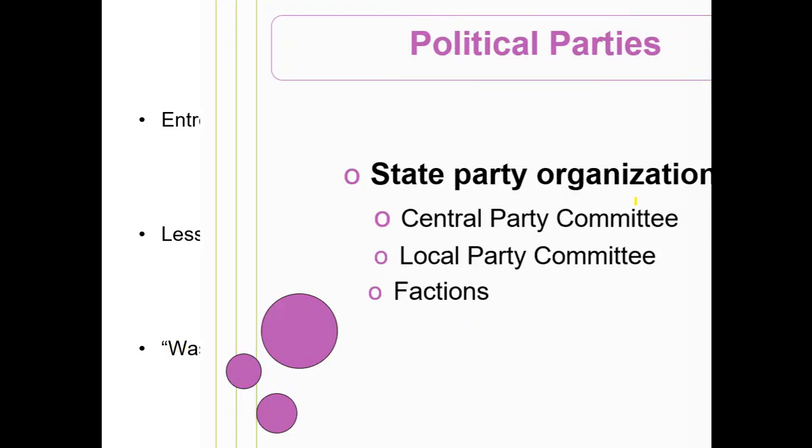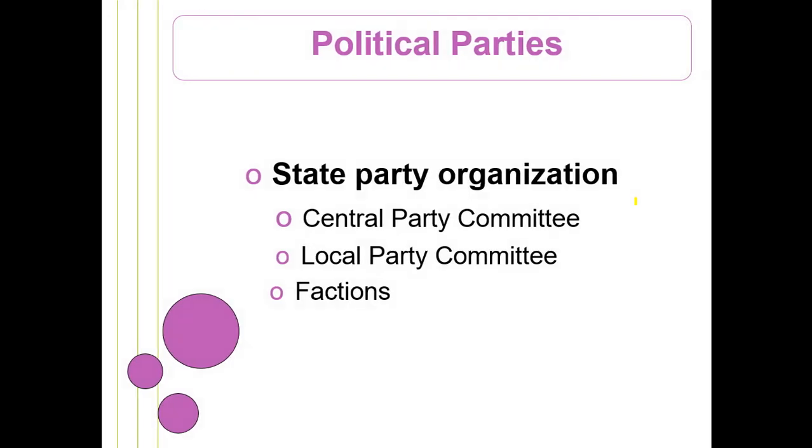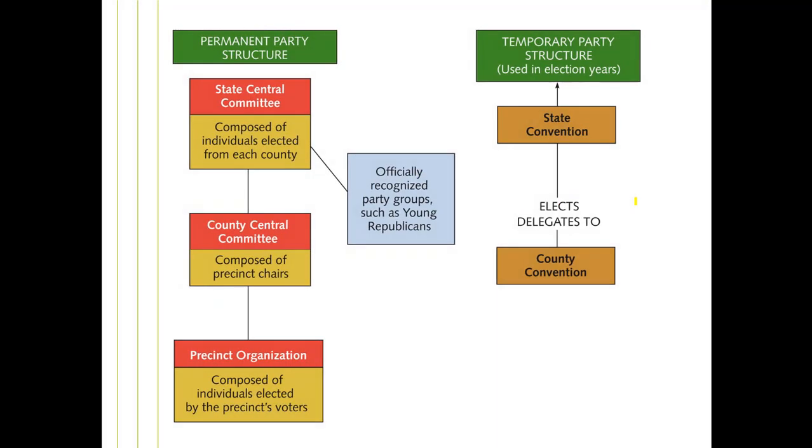Now, the political parties are organized all the way down to the local level, even factional local groups that could then merge with a local party committee. And this is a chart right out of the book that shows, for example, a permanent party structure that starts with a local precinct organization and then proceeds up to a county committee and then a state committee.